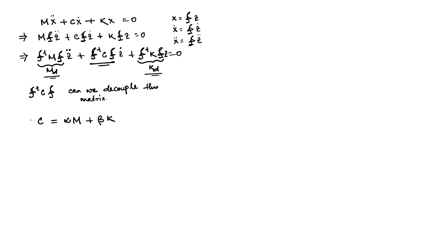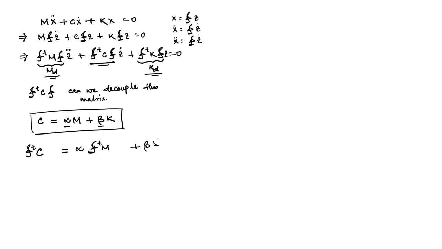So, this is the model we consider, C is equal to alpha times mass matrix, that means it is proportional to mass, and then beta times stiffness matrix, these are the two scalar constants alpha and beta. And then if C is alpha times m plus beta times k, then let us see what happens. So, C, if I pre-multiply by phi transpose, what will happen? On the right hand side, we have alpha phi transpose m plus beta phi transpose k.